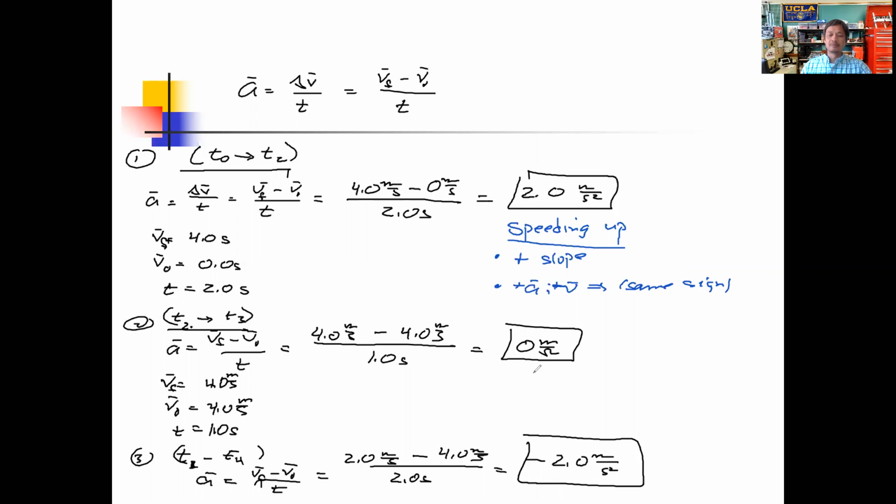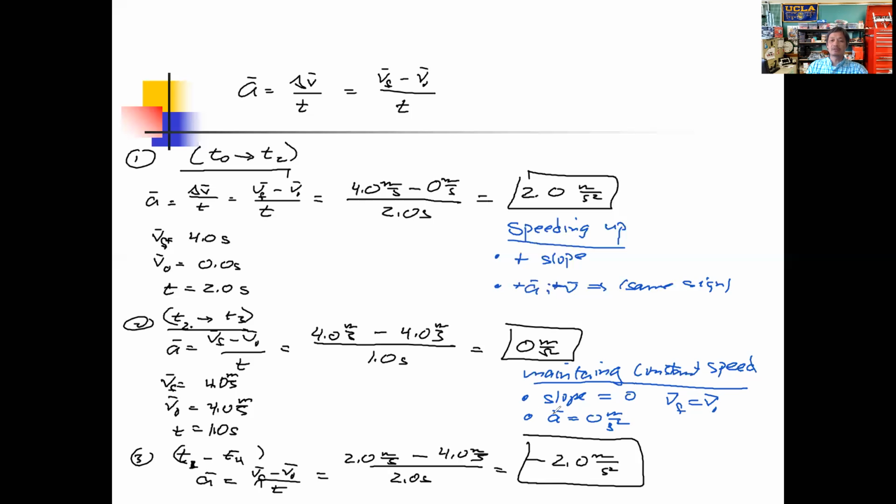Here we see that the baseball player is maintaining constant speed. And how do we know that the object is maintaining a constant speed? Well, slope is equal to 0. When that's the case, acceleration will be equal to 0, and that's what we have here. We notice v final and v initial are the same. So when the velocity does not change, when v final and v initial are the same, the acceleration is 0, which means it's maintaining constant speed.